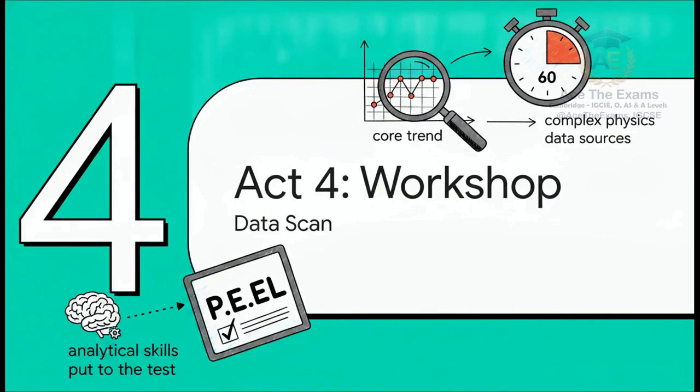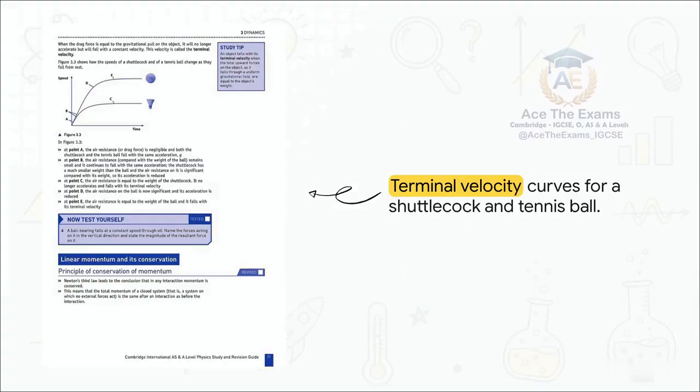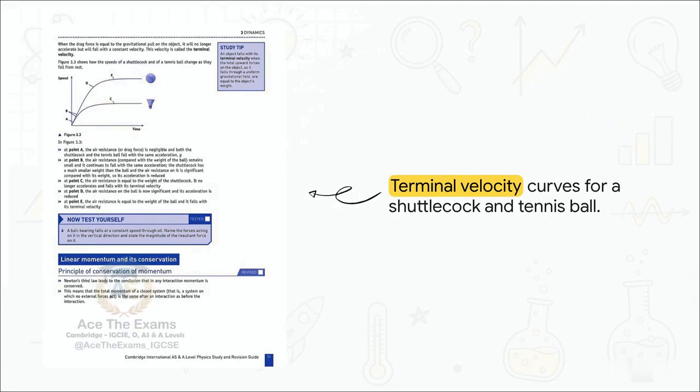Welcome back. Act 4, Interactive Workshop. It's time for a high-pressure data scan. Okay, pretend you have a 60-second countdown ticking in your head. Challenge 1. We need to extract the core trend from these terminal velocity curves for a shuttlecock and a tennis ball that are both falling from rest.